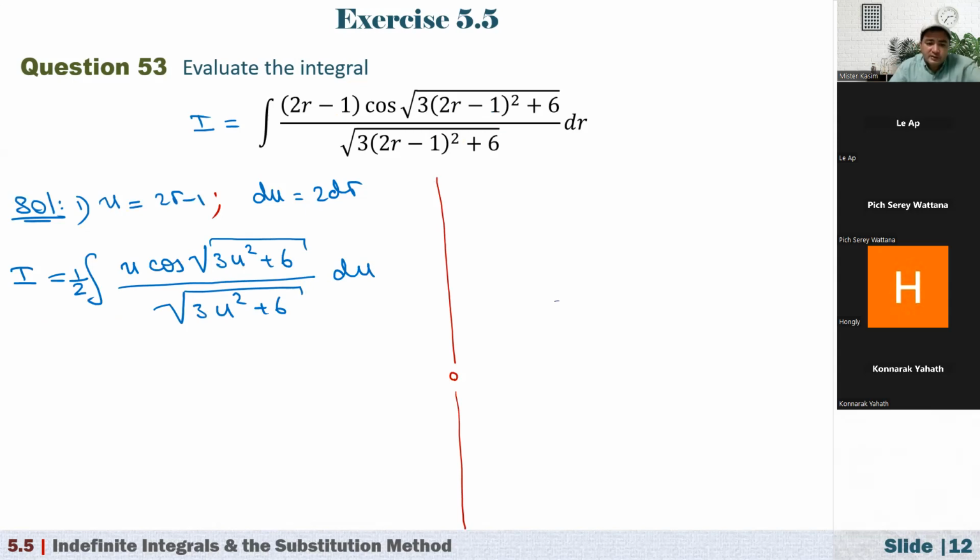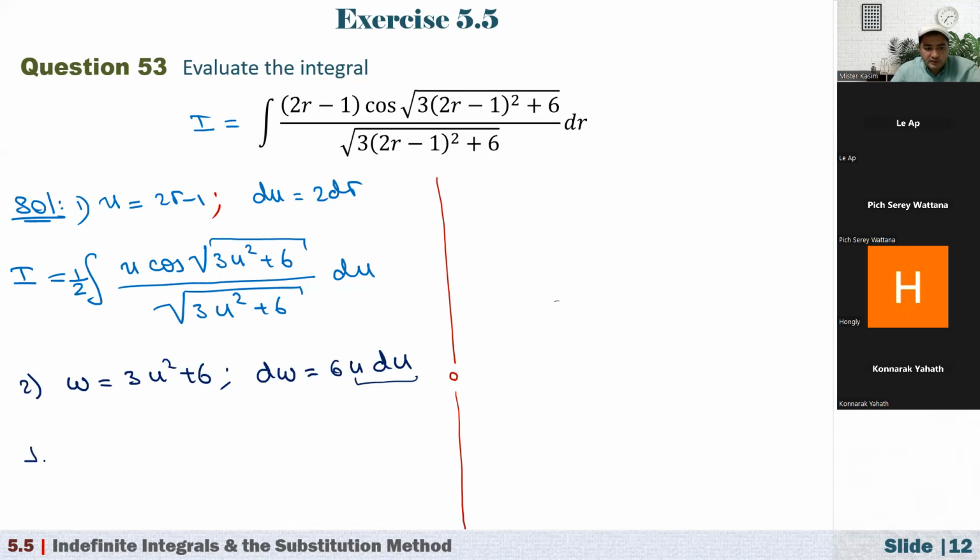Okay. So now I'm going to make another substitution here, because how can I evaluate this? We cannot. So this u and du, right? See here, if I introduce another one, let's say w, the second one. Let me use a different color here. Okay. The second one, suppose that w is equal to 3u squared plus 6. Then what is dw? What is the differential of w? That's equal to 6u du, right? Or instead of this u du, I can write dw over 6.